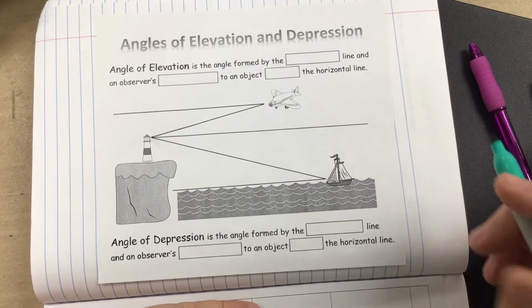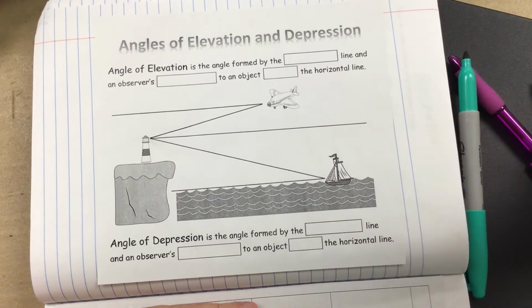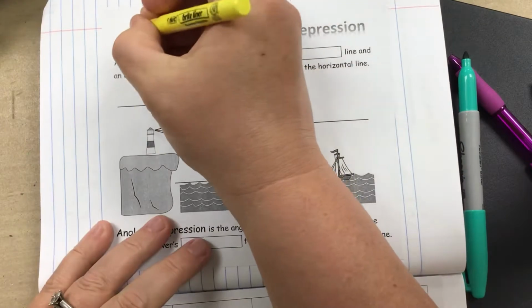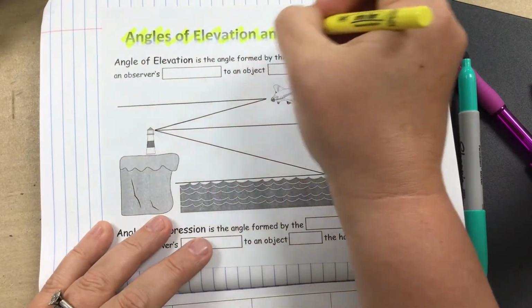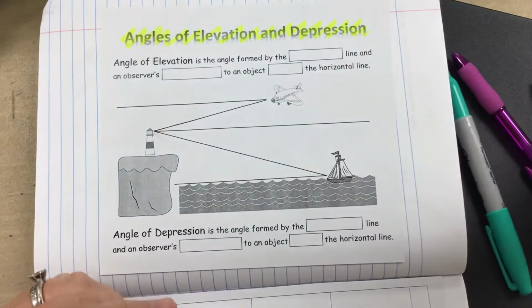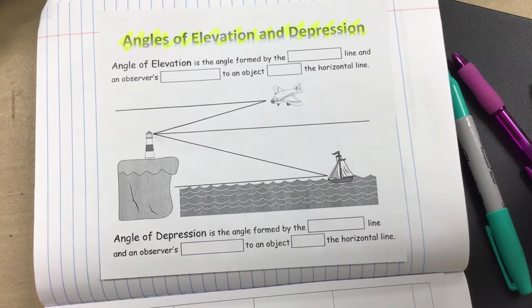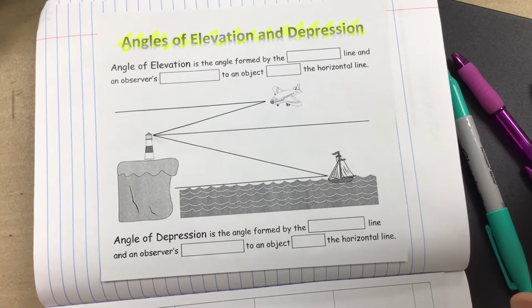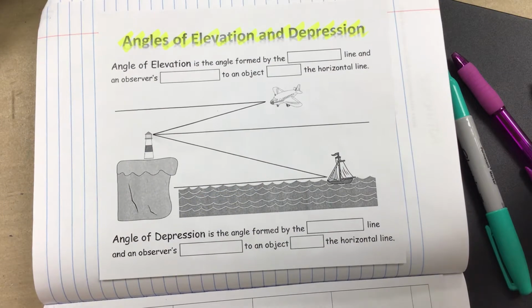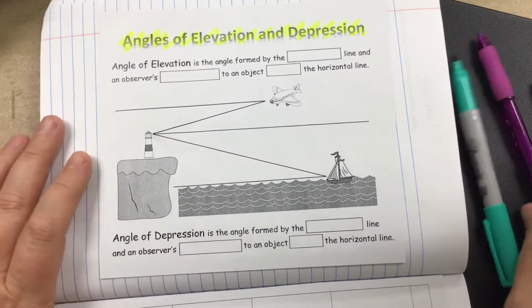Hello, geometry students. So the focus for today's lesson, as it says on the top of the page here, is about angles of elevation and depression. Now, it's still going to involve trigonometry, your sine, cosine, and tangent, but we're going to focus on the word problem aspect of it. So let's go over some basic definitions first.